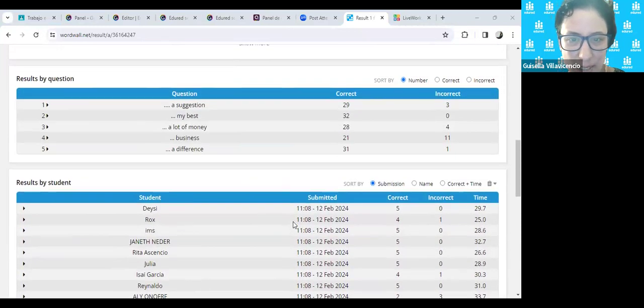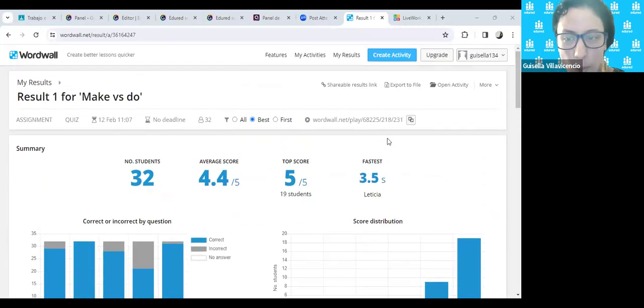Acá tengo los resultados. Y esos resultados los pueden convertir a Excel. Export to file. ¿Sí? Export to file. Pueden también compartir los resultados. Pueden exportarlos y tenerlos. Lo desean usar como una pequeña práctica.